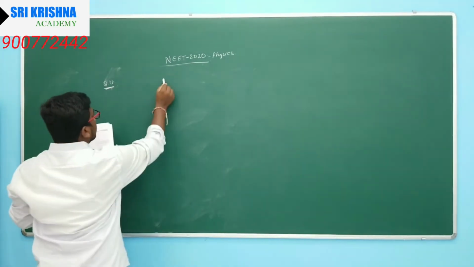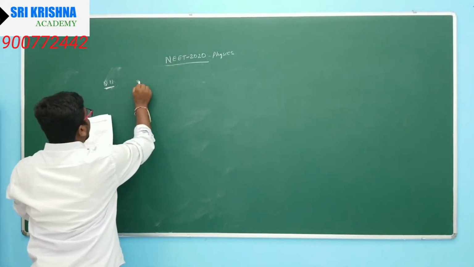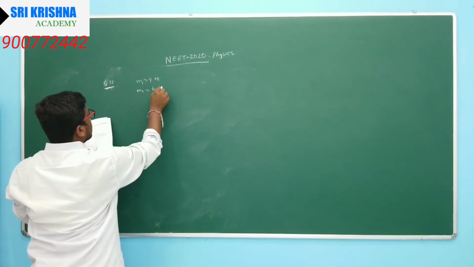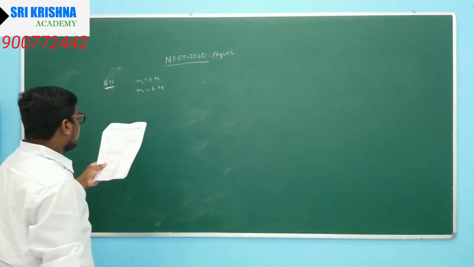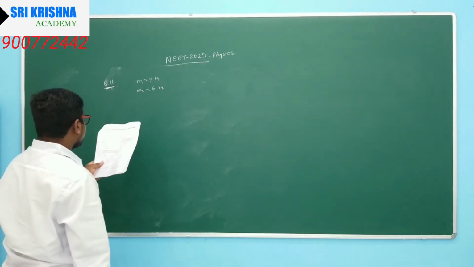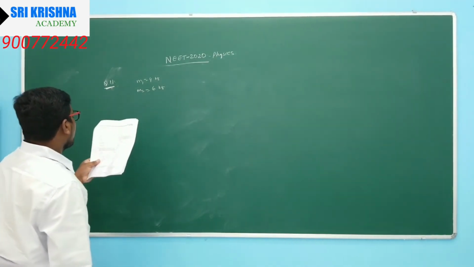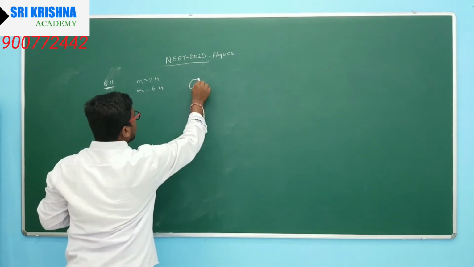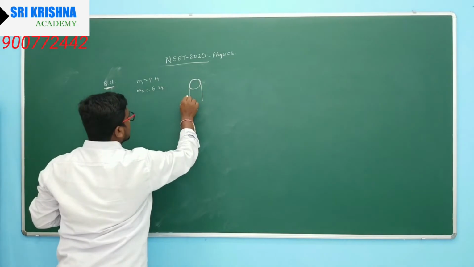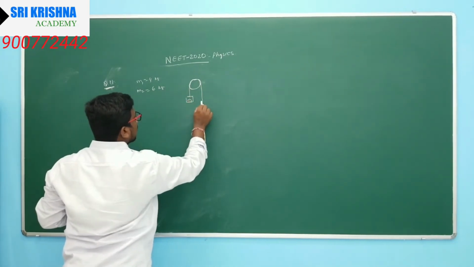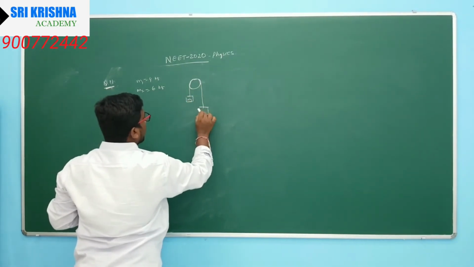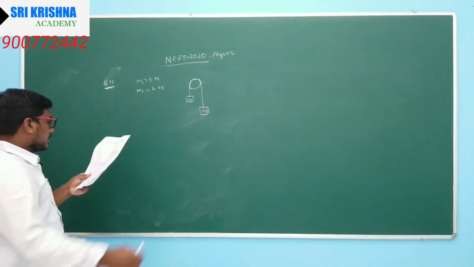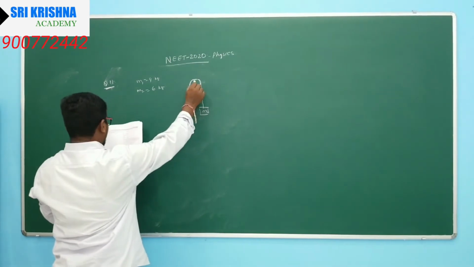Two bodies, m1 4 kg, m2 6 kg, are tied to the ends of a massless string. The string passes over a pulley. Through this pulley, the two masses are passed. So let's say this is m1 and this is m2, right? This is a frictionless pulley.